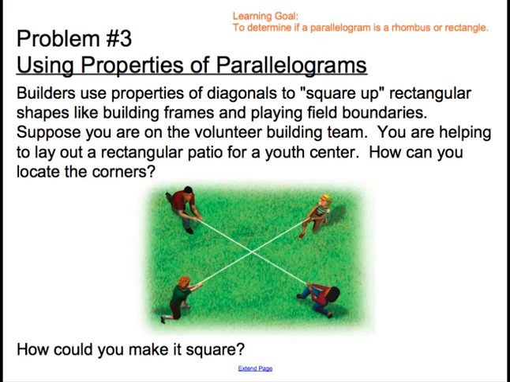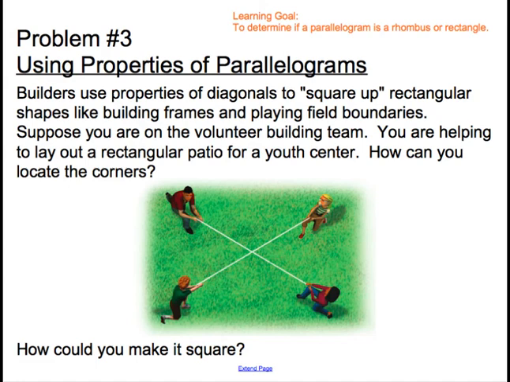Our final problem gives us a real-world application for what we've been doing so far today. It says builders use properties of diagonals to square up rectangular shapes like building frames and playing field boundaries. If we're on a volunteer building team and we're trying to help lay out a rectangular patio for a youth center, how could we use rope to locate the corners?